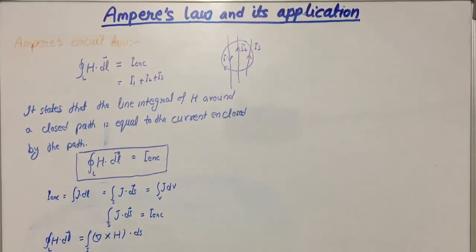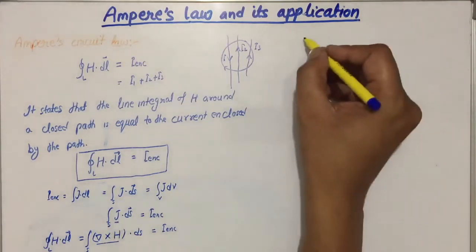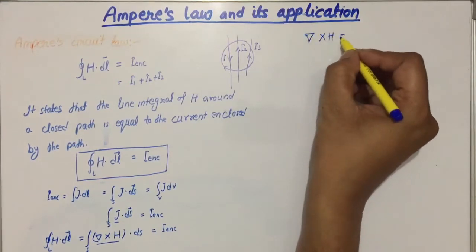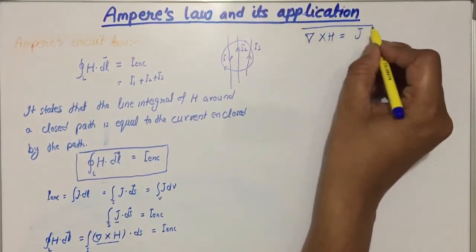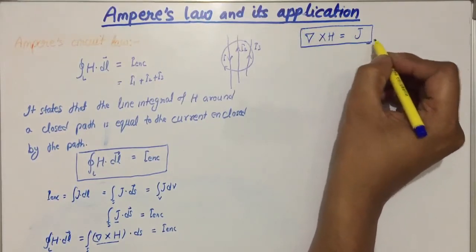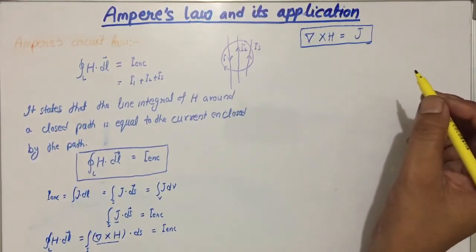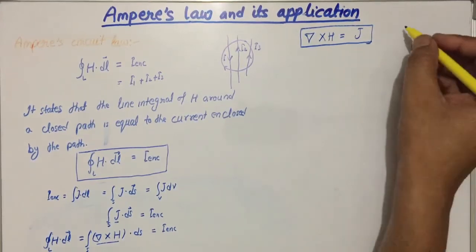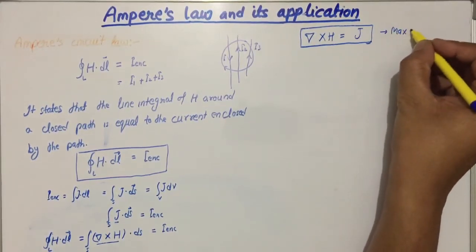We have discussed this equation already, and we have another equation here. Relating these two equations, this is nothing but I enclosed. So we can say J will be equal to del cross H. This is a very important relationship. It has a specific name, Maxwell's third equation.